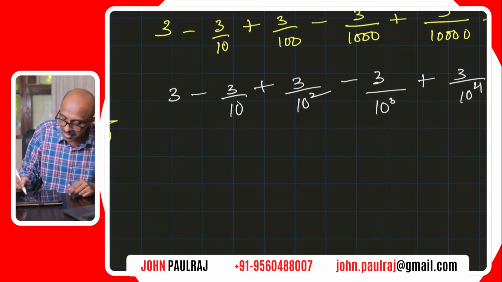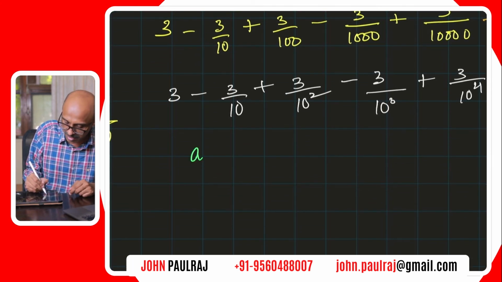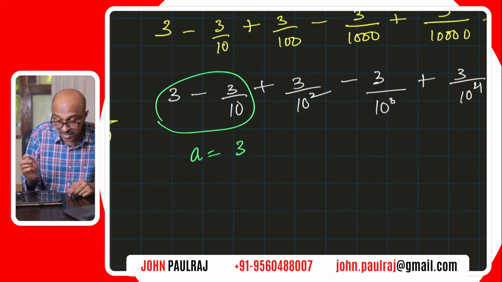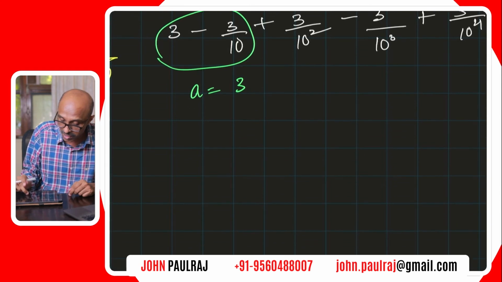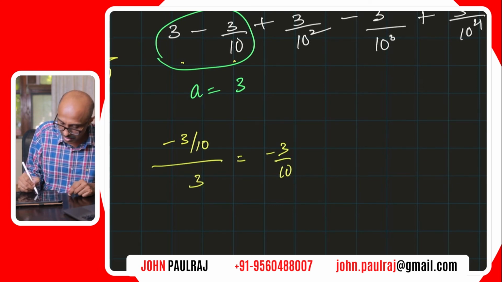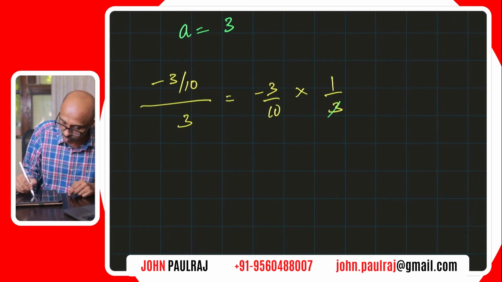Here, what we can say clearly is that the first term is 3, no doubt about that. The ratio of consecutive terms is what we need to demonstrate, all right? So we can ask, what's the ratio of the second term to the first term? Well, that's negative 3 over 10 over 3. And when you work it out, negative 3 over 10 times 1 over 3, the ratio is equal to negative 1 over 10.